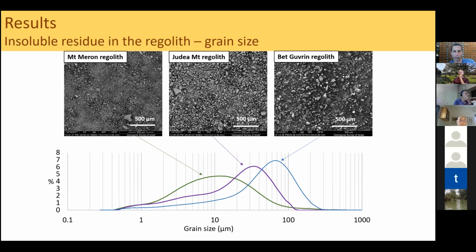So, after one dissolves all the calcite, the grain size gets bigger as we go south. And we also see it using a device that measures grain size distribution.